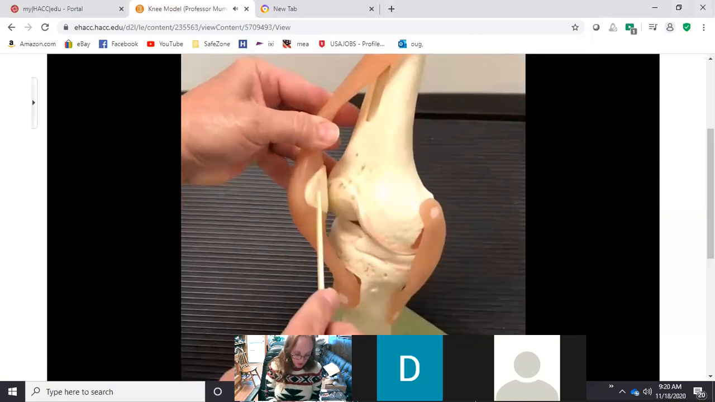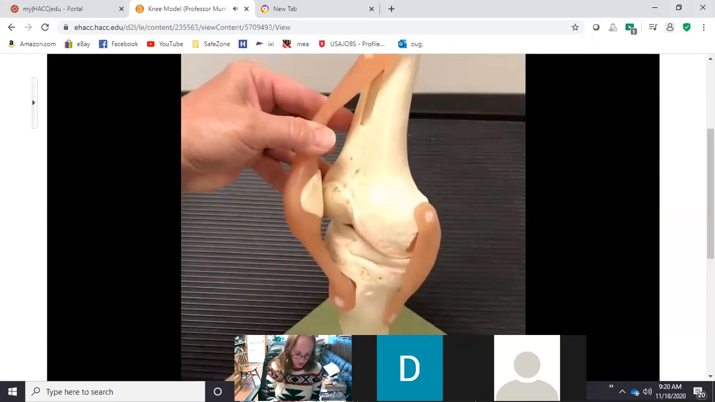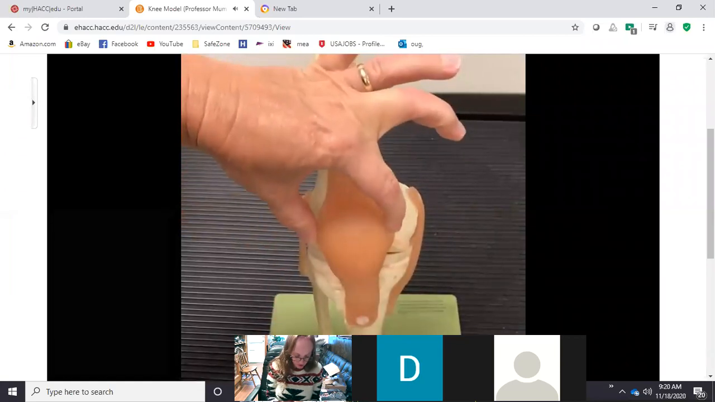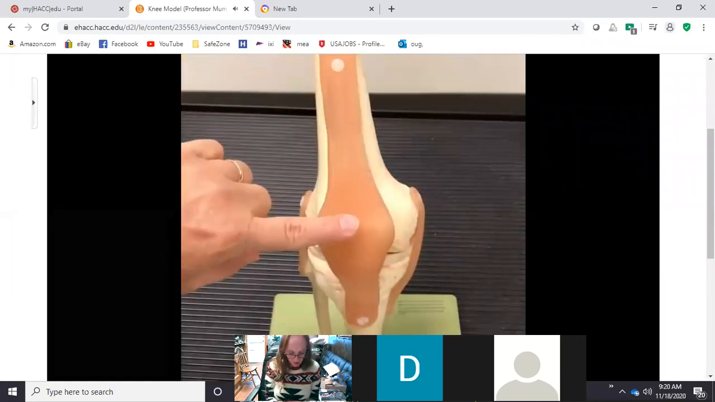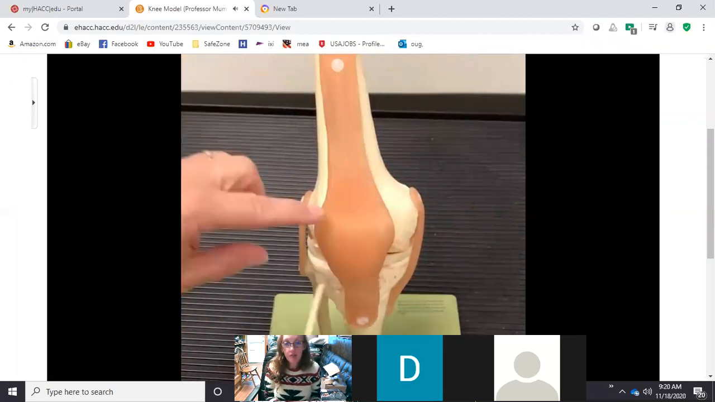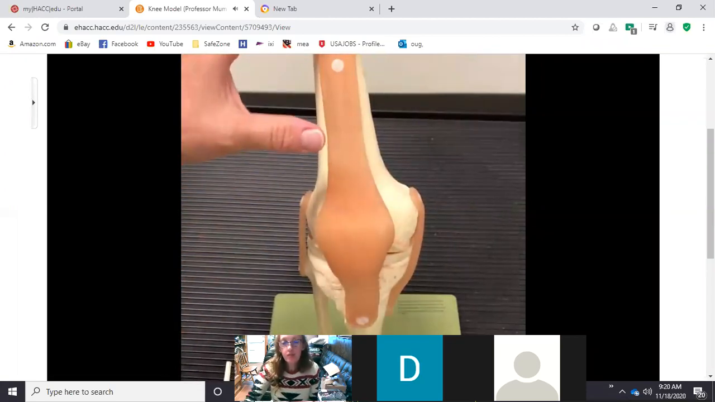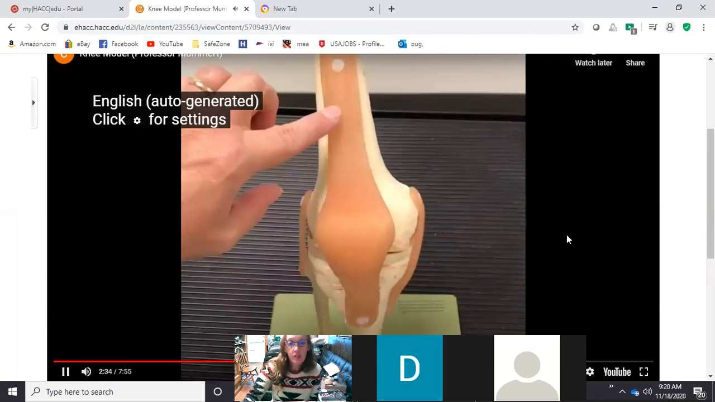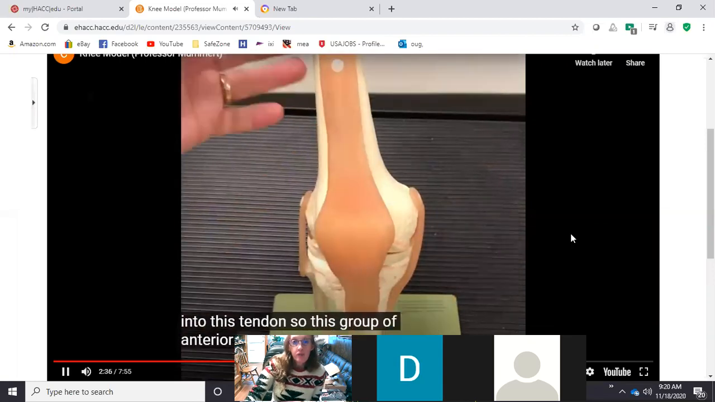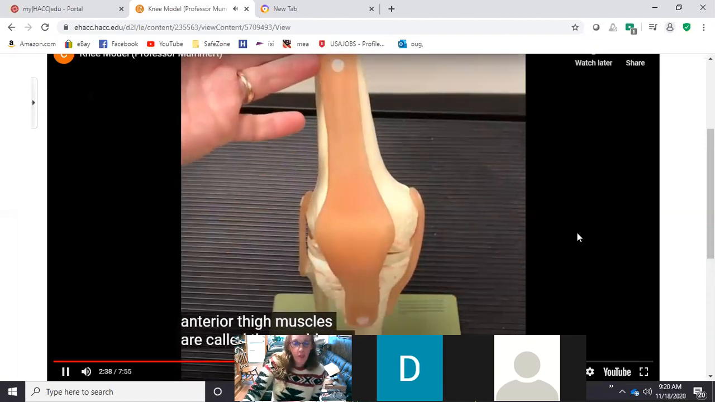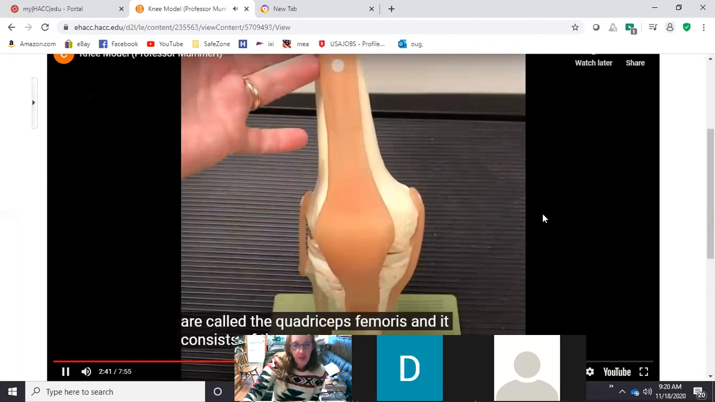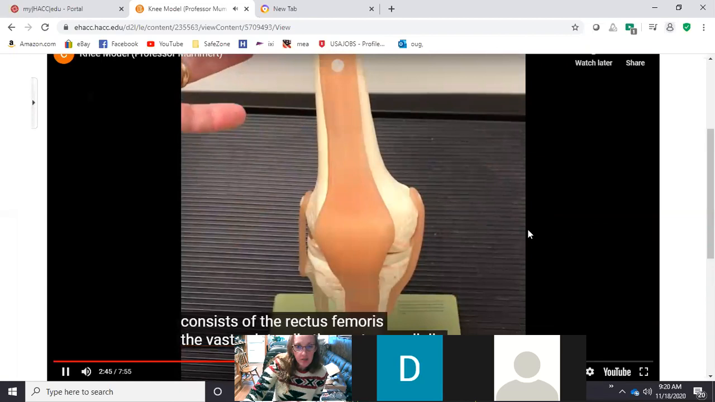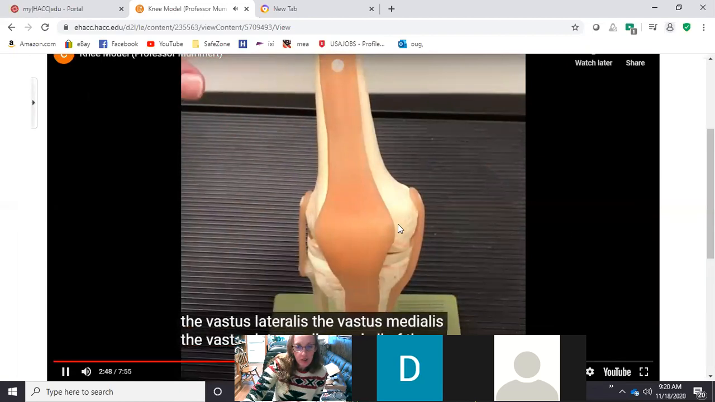And so you can see the patella here. I'm going to leave it here for just a minute, but I'll take it off in a second. And so the patella, which is also known as the kneecap, is the largest sesamoid bone. And so it attaches to 4 muscles that insert into this tendon. This group of anterior thigh muscles are called the quadriceps femoris, and it consists of the rectus femoris, the vastus lateralis, the vastus medialis, the vastus intermedius.